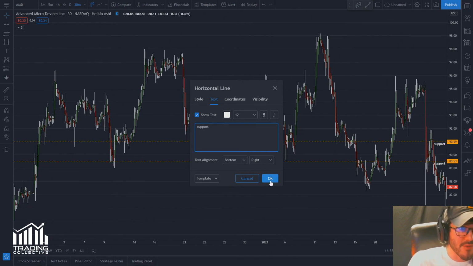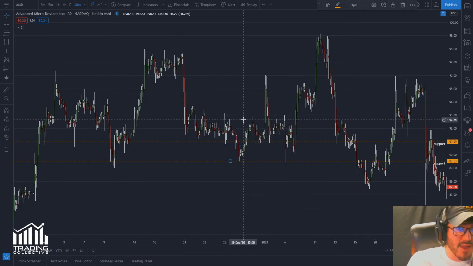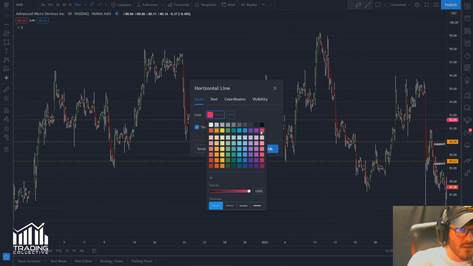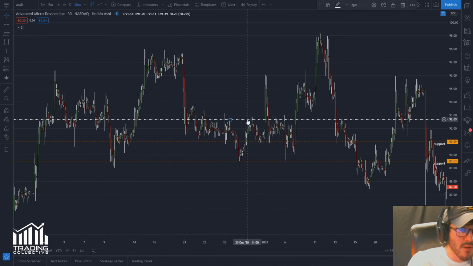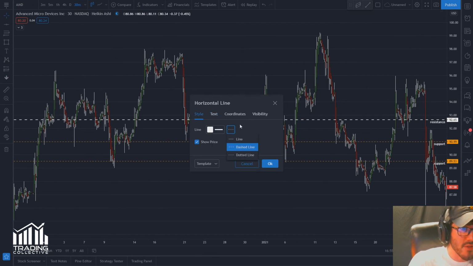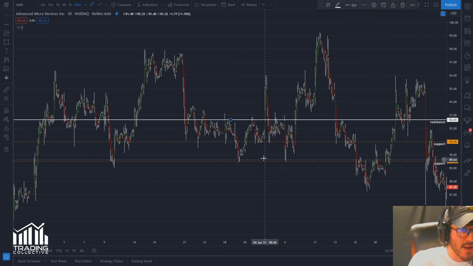Now let's look for our resistance lines. So we can find an easy resistance line right here. We can even change the style of this line. Make it white. Make it a little more bold. We'll title it resistance. We can even change the style so it's no longer dashed, it is a solid line.